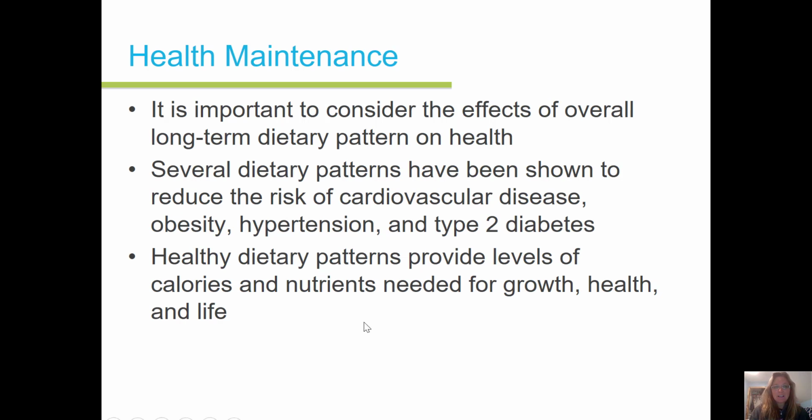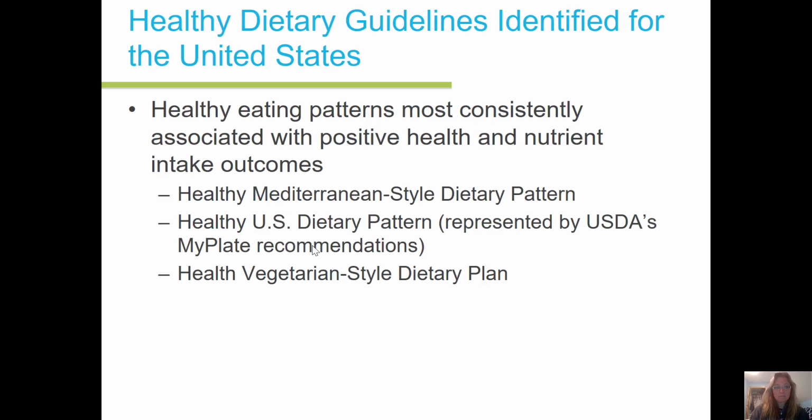And then lastly, a dietary pattern needs to maintain our health. So we want to look at the overall long-term impact of our pattern and make sure that we're choosing foods that are going to help us have a healthy lifestyle. So it's going to help prevent things like cardiovascular disease. It's going to help us maintain our appropriate body weight. It's going to help keep our blood pressure down. It's going to help prevent type 2 diabetes. So, those are the four key characteristics of healthful dietary patterns.